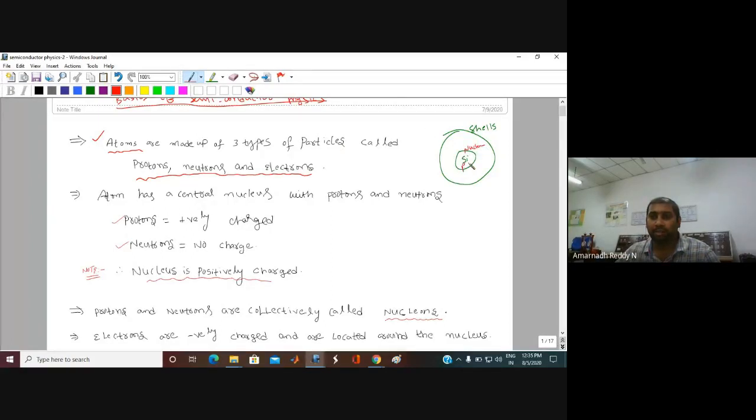Here you have protons, here you have neutrons, and here you have electrons. That's clear. So an atom has a central nucleus with the protons and neutrons, which is called the central nucleus. Protons are positively charged. Neutrons have no charge; the charge is zero.